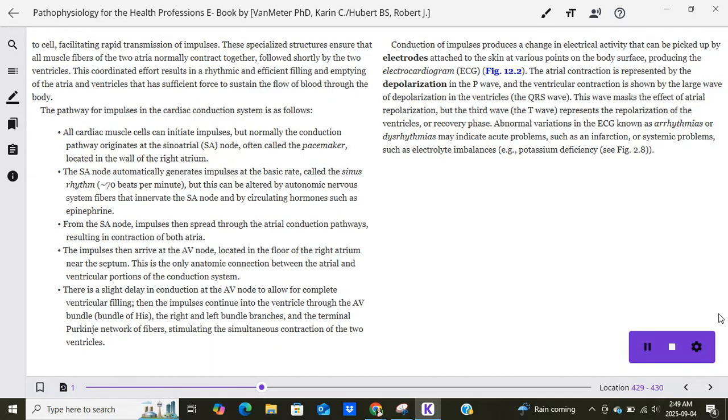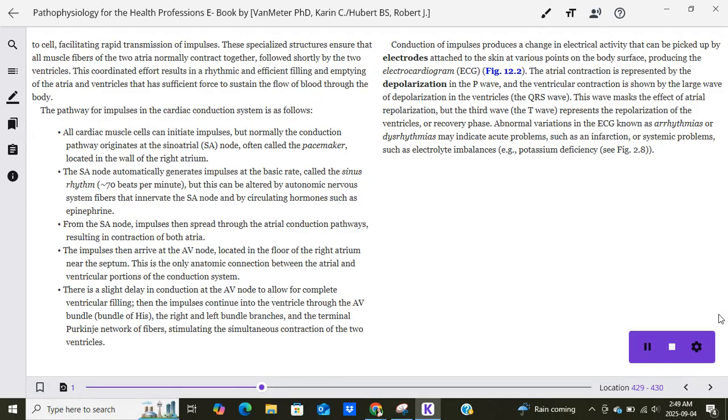These specialized structures ensure that all muscle fibers of the 2 atria normally contract together, followed shortly by the 2 ventricles. This coordinated effort results in a rhythmic and efficient filling and emptying of the atria and ventricles that has sufficient force to sustain the flow of blood through the body. The pathway for impulses in the cardiac conduction system is as follows.